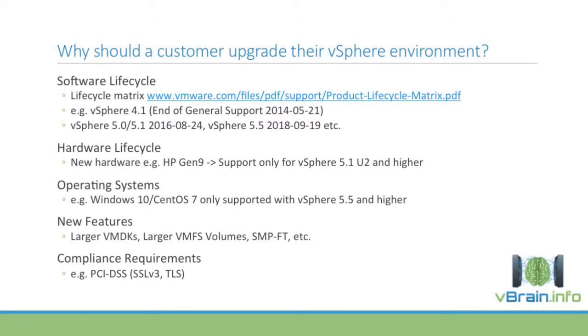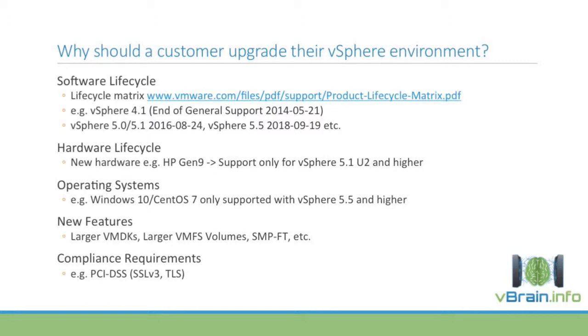The third thing is operating system. For example, Windows 10 or CentOS 7 is only supported on vSphere 5.5. So if you want to use these operating systems, you need to update to 5.5 to stay supported. The next is new features. If a customer wants to use, for example, larger VMDKs, larger VMFS files, or multiprocessor fault tolerance, he needs to upgrade his environment to 6.0 to use these features.